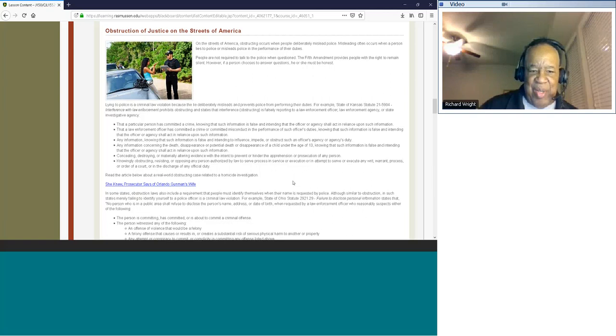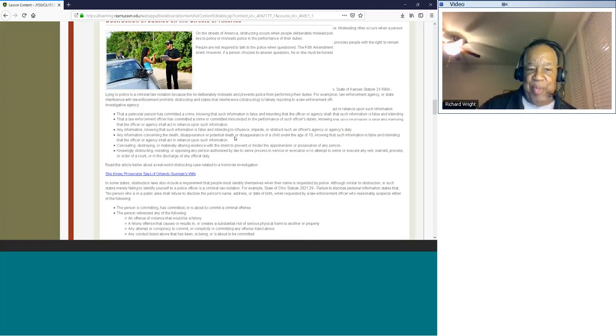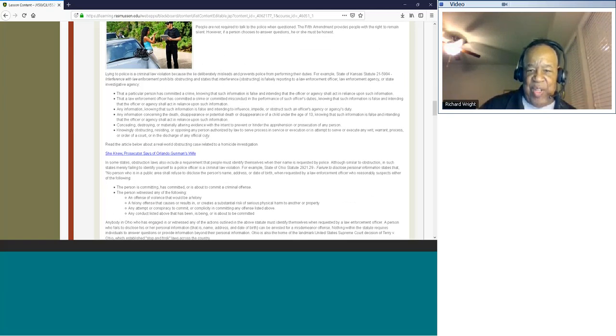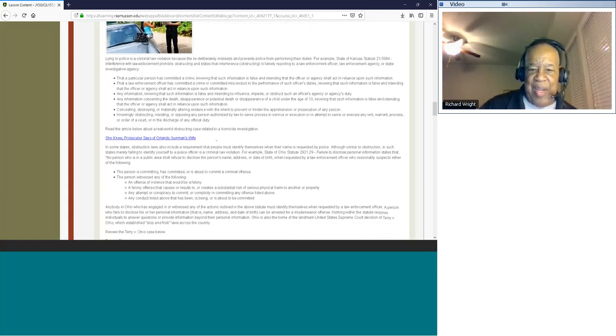And then these are some of the elements. Notice this: that a particular person is committing a crime knowing that such information is false, intending that the agency acts in reliance of that information; that the law enforcement officer, if you're a law enforcement officer, commits a crime in the performance of their duties, such as submitting false or misleading reports, information knowing that such information is false; any information concerning death, disappearance, or potential death of a child under the age of 13; concealing, destroying, or materially altering evidence to prevent the apprehension of a person; and the final one involves hiding someone out.